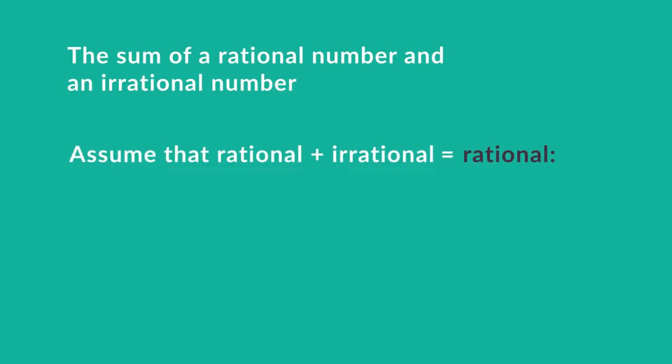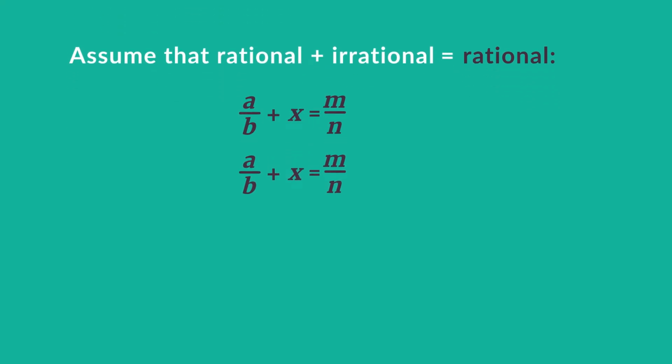We can write our rational number as a ratio of two integers, a and b, and add an irrational number, x. Then according to our assumption, the answer is also rational, so we can write this as a ratio of integers m and n. We manipulate this equation by subtracting a over b on both sides and get x equals m over n minus a over b.